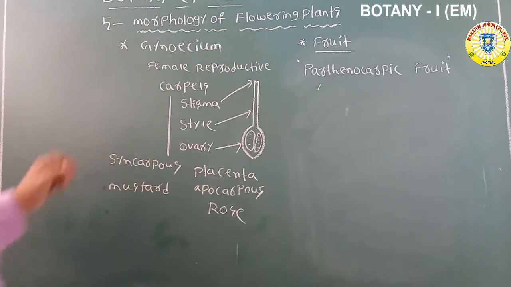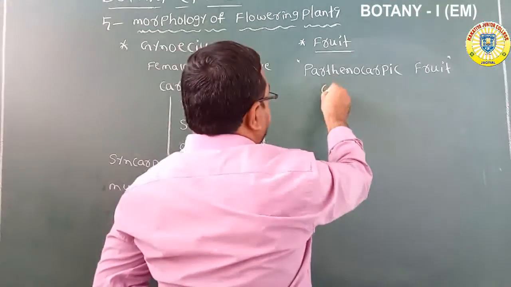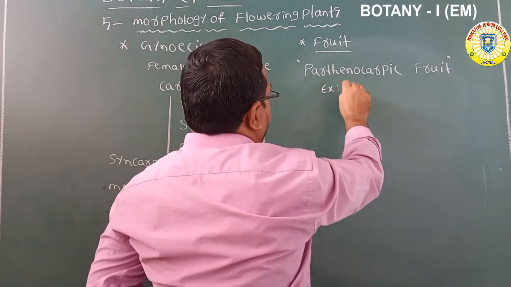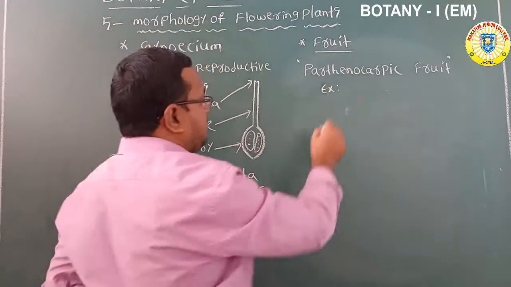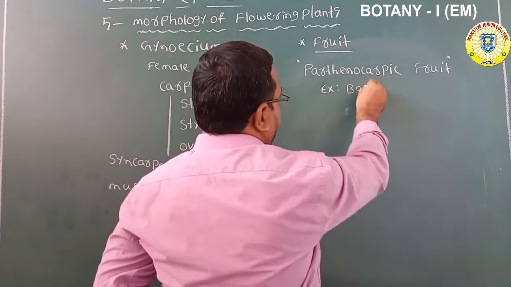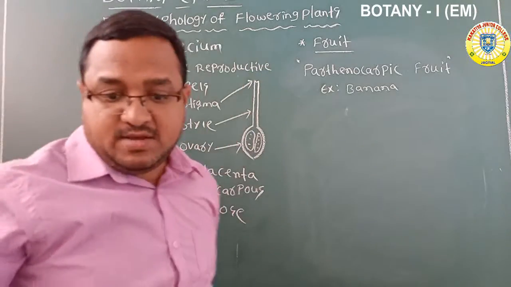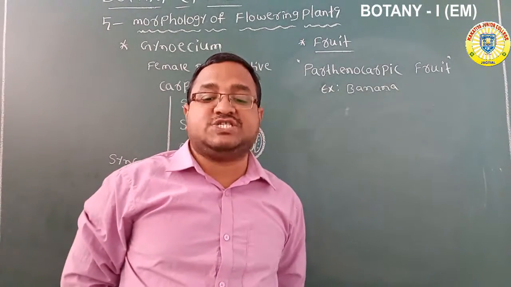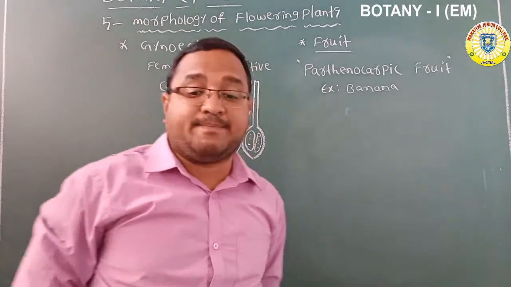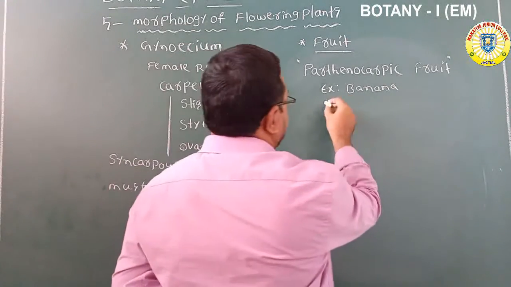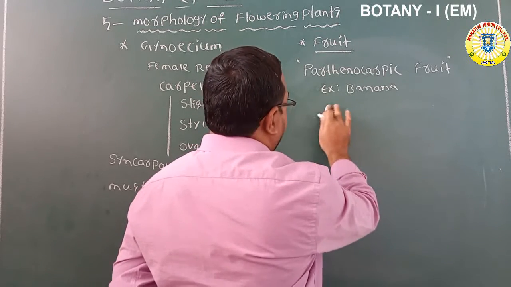So here, without fertilization, the ovary is directly developed into fruit. That type of fruit is called a parthenocarpic fruit. Best example: banana. Okay, generally a fruit consists of a wall that is called the pericarp.